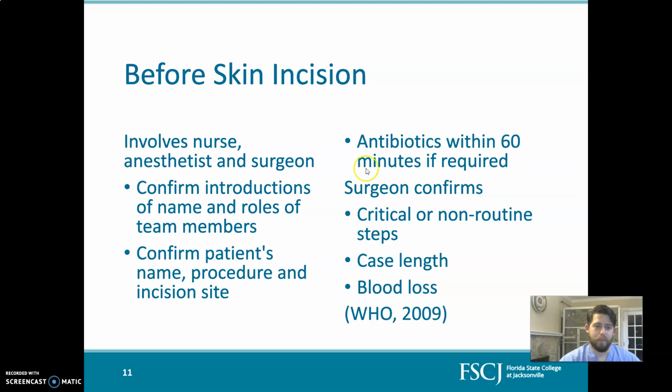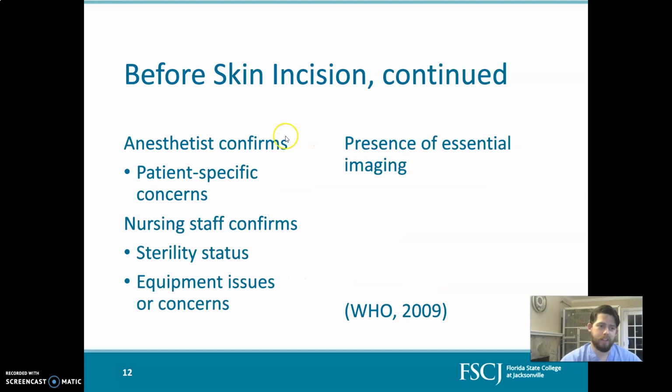Antibiotics, if they're needed for this procedure, should be stated, as well as when they were given. The surgeon should confirm critical or non-routine steps and the anticipated case length as well as potential blood loss. During this time, the anesthetist should also confirm the patient's specific concerns, such as airway risks, or something to that effect. And the nursing staff will confirm the sterility status of the field, equipment issues or concerns, and they need to ensure that there's the presence of the necessary imaging or implants.